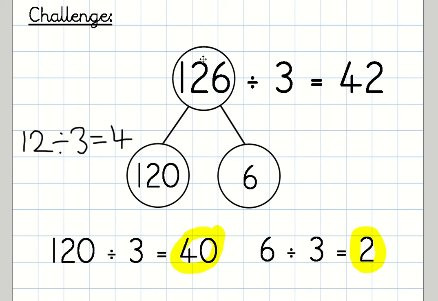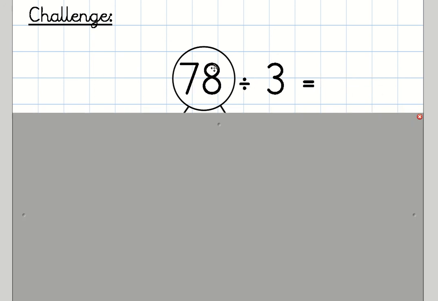Okay, so what we've done there is we've looked at 126 and thought, which numbers do we recognise that would be multiples of 3? Okay, good. We're going to do one more together and then you're going to have a go at doing your task. So here we've got 78 divided by 3. Now again, this one is a little more challenging, so really focus, because I can't partition it into 8 because 8 can't divide equally by 3.